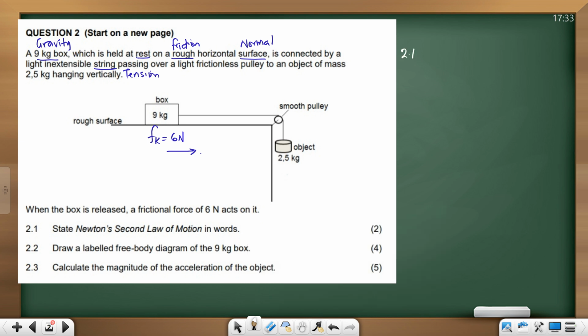State Newton's second law of motion in words. All right, when a net force acts on an object, the object will accelerate in the direction of the net force. Acceleration is directly proportional to net force and inversely proportional to the mass.